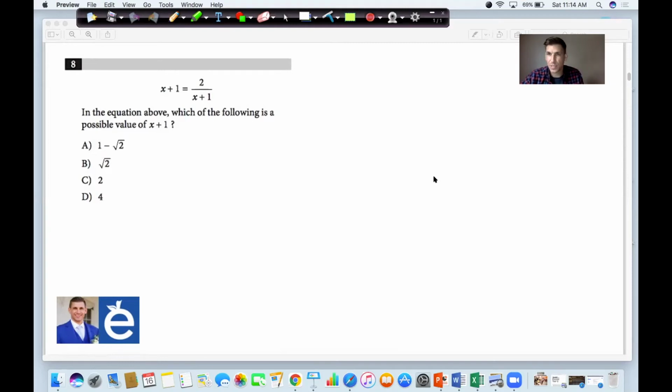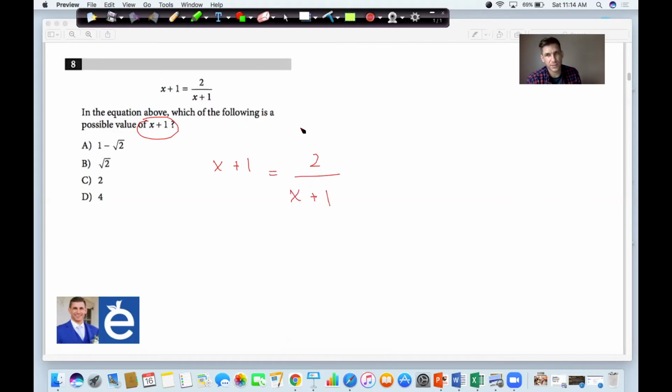So whether it's easy, medium, or hard, okay? Now, this problem is a perfect example of how to overthink something, okay? So it's in the equation above, which of the following is a possible value of x plus 1? What you want to do is interpret, okay, what do I see here? I see x plus 1 equals 2 over x plus 1.